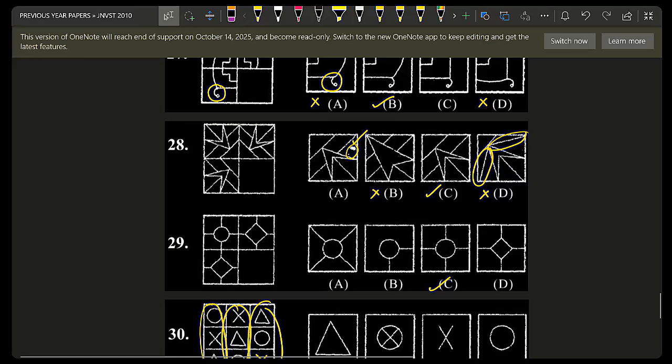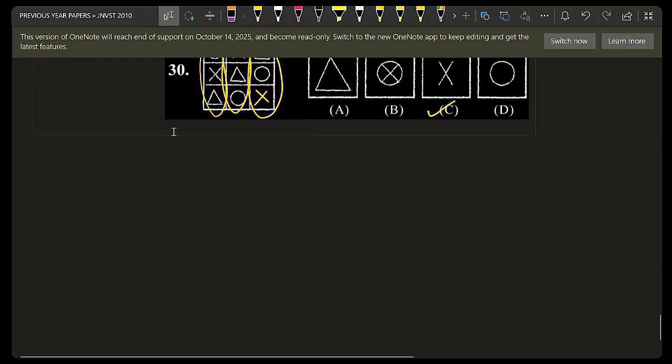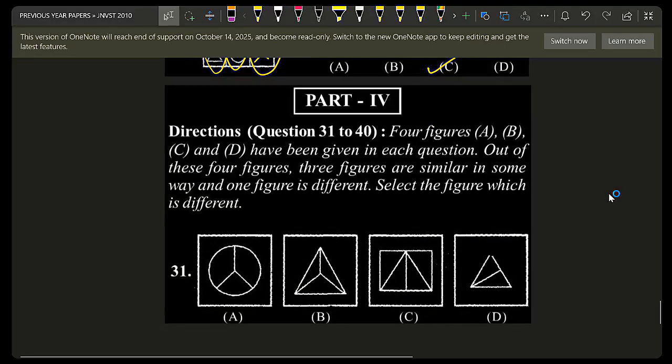Part 4. Questions 31 to 40. Four figures A, B, C, D have been given in each question. Out of these four figures, three figures are similar in some way and one figure is different. Select the figure which is different. So this is odd one out. So we have to identify what is the odd one out. In figure D, the diagram has only one line in it, but for the remaining you can check how many lines are mentioned.